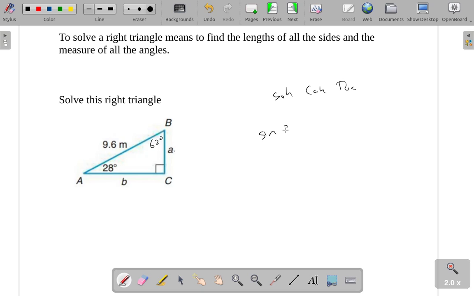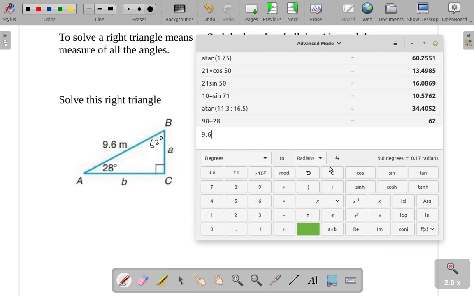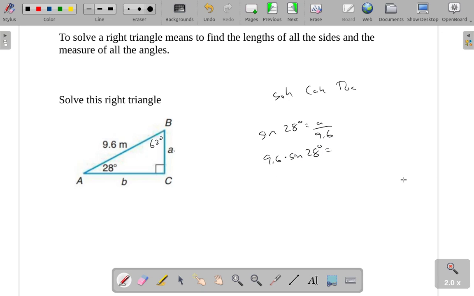So I know the sine of 28 degrees must be equal to A over 9.6. So if I'm trying to find A, I can just multiply both sides by 9.6. And thus A is 9.6 times the sine of 28 degrees, which gives me approximately 4.5. This is in meters, it looks like.